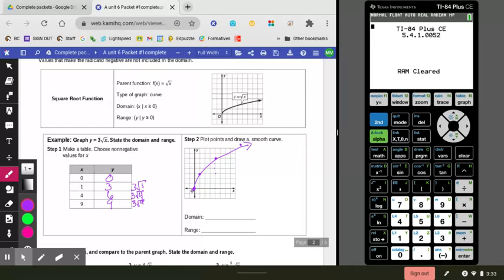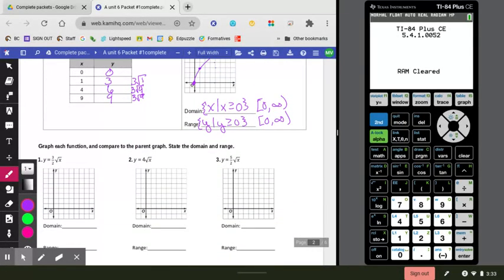So my domain is x such that x is greater than or equal to 0. Or we could write that as 0 in the bracket to infinity, because 0 is included. Our range is y such that y is greater than or equal to 0. Or again, we could do 0 to infinity, but again, 0 is included. Now, if we wanted to discuss how this compares, we would say that it's dilated because it starts at the same point, has the same trend, but it goes higher.